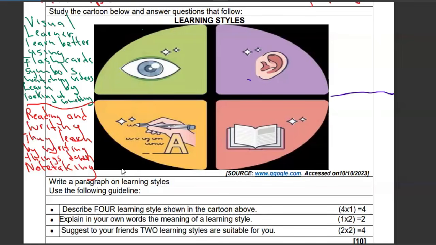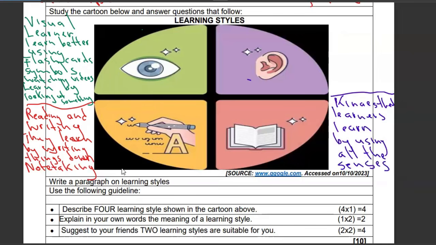is referred to as the kinesthetic learner, who learns through different signs. That is the kinesthetic learner who learns using all of one's senses. They learn better when they use all the senses.